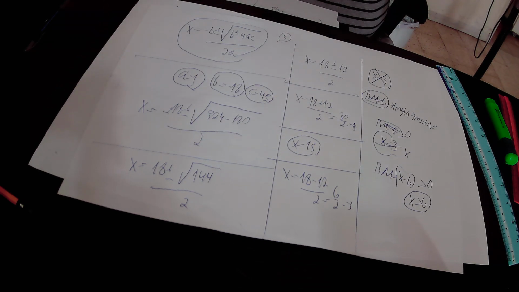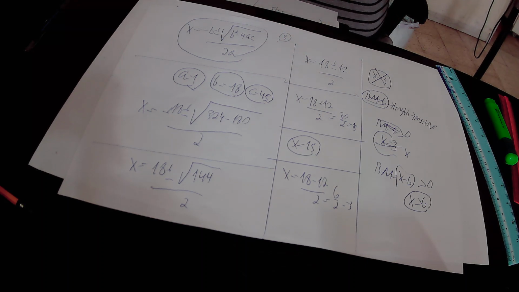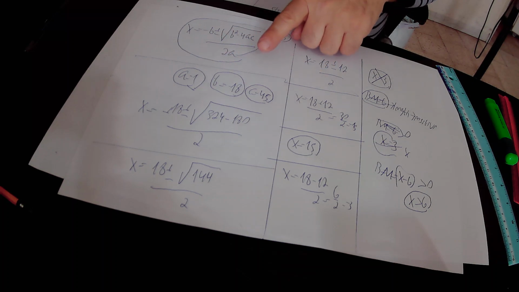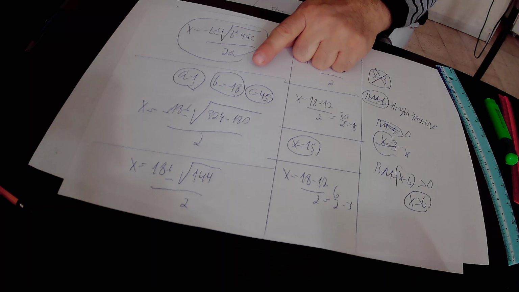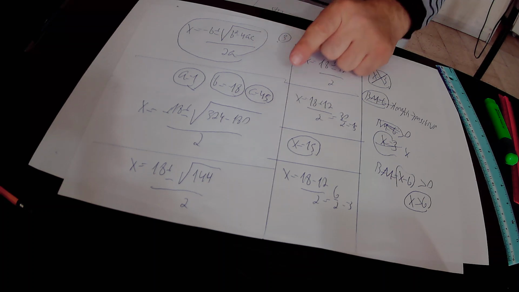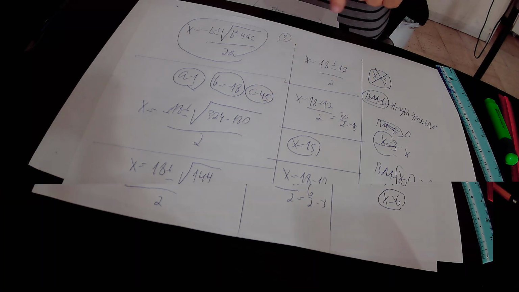Okay, so here we just put this data inside the general formula in order to find the values of x in our specific quadratic equation. According to this formula, x equals minus b. b is minus 18, therefore minus b is plus 18, plus or minus the square root of b squared. b squared is minus 18 squared, that is 324. Minus 4 times a, which is 1, times c, that is 45. So minus 4 times 45 is minus 180, divided by 2a.